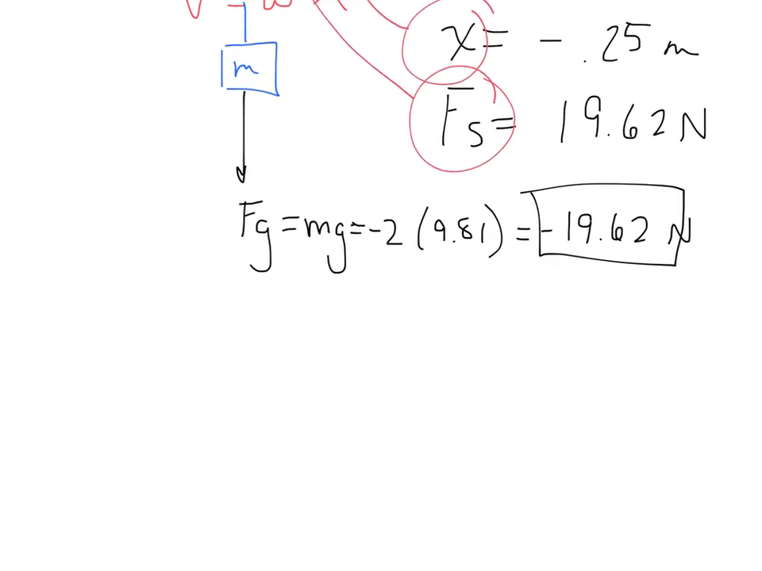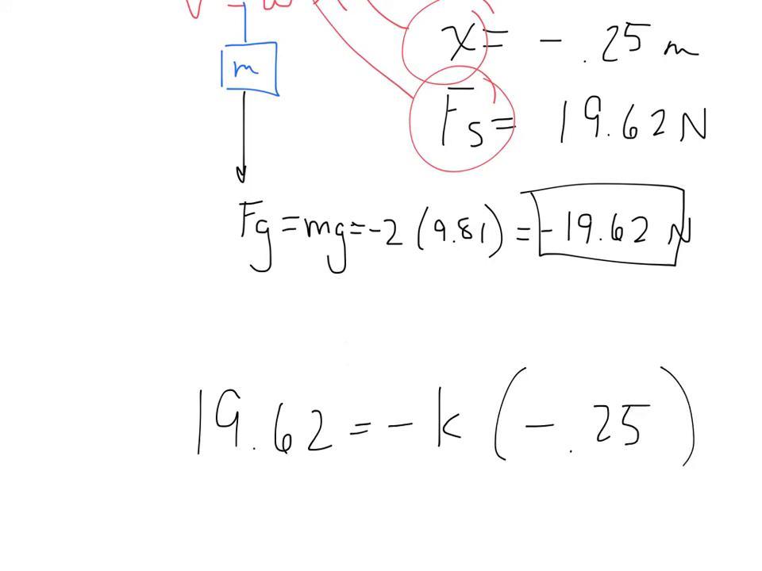So we have Fs acting up, positive, which equals negative K times negative 0.25. So we see the double negative now, because Fs is pulling up. Again, Fs is a reaction. So here's what you can write down. Put a little note: when this is negative, this is positive. If this is positive, this is negative. Those always have opposite signs, Fs and x.